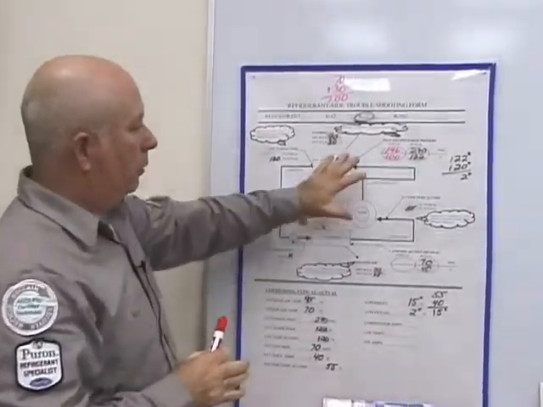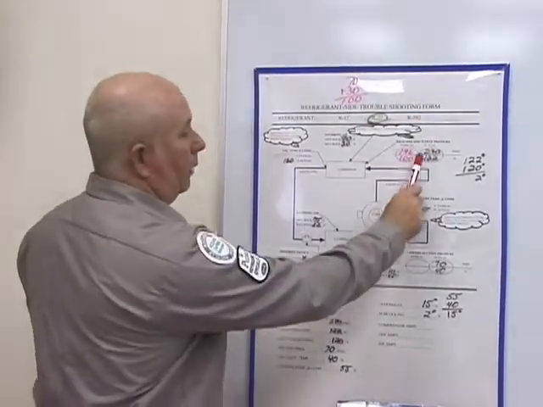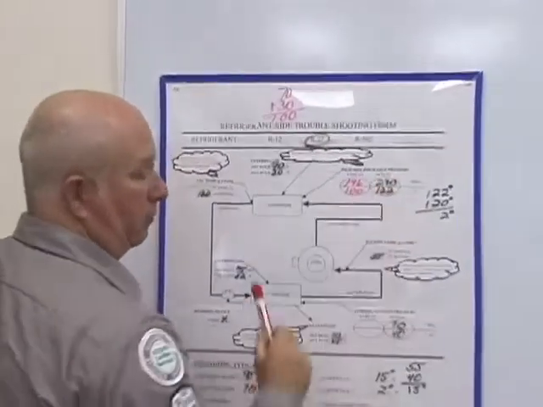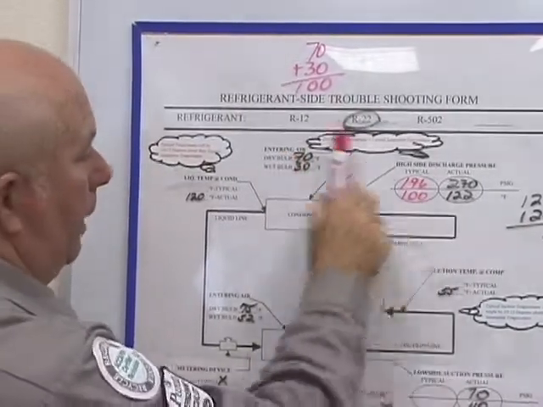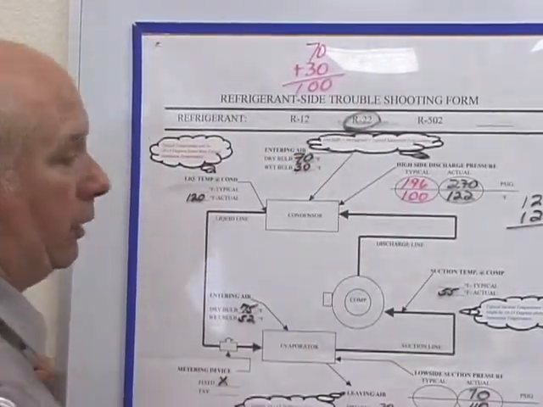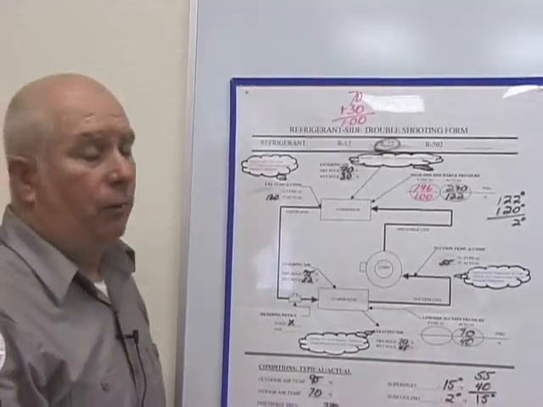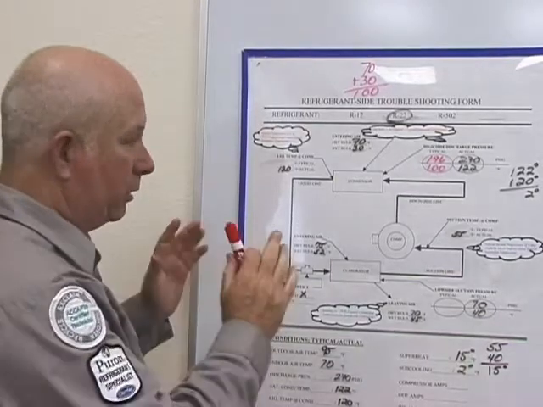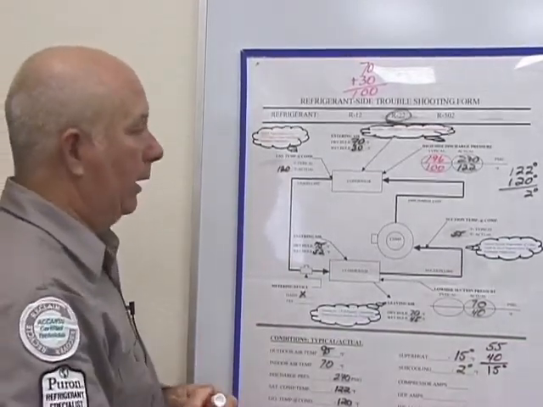Now, you notice that we're starting to have a problem here. We took off our gauges 270 psig, but my mathematical formula tells me it should be reading 196 for a 70-degree day. Well, that sends up some red flags. And that's what this whole chart is about, to help you understand what's going on.